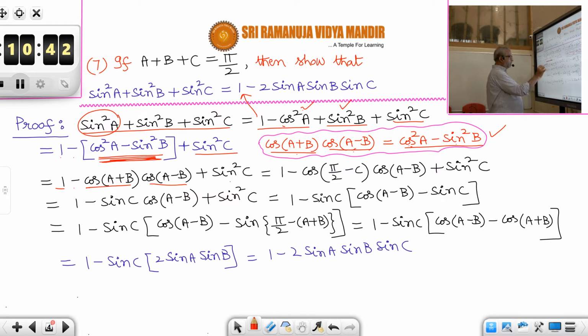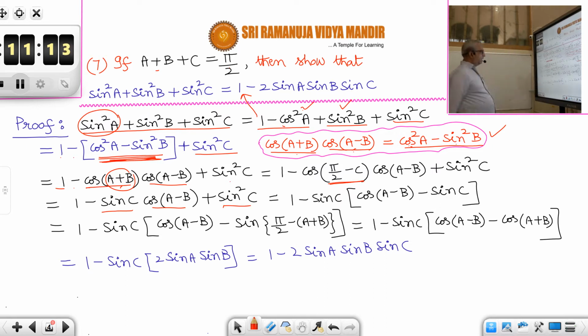Next, what about this A plus B angle? A plus B plus C is pi by 2. Therefore, A plus B will be pi by 2 minus C. So that is the only change in the next step. In place of A plus B, pi by 2 minus C. Remaining all same only. What about cos(pi by 2 minus C), cos(90 minus C)? Sin C. So therefore 1 minus sin C cos(A minus B) plus sin square C.